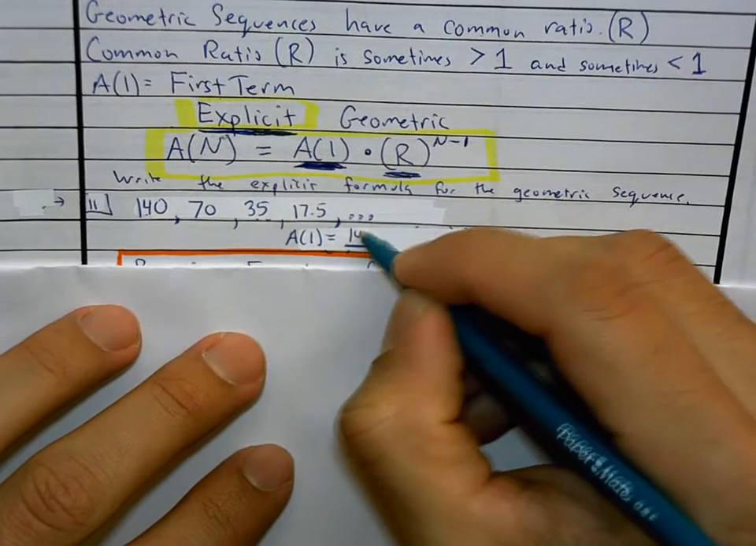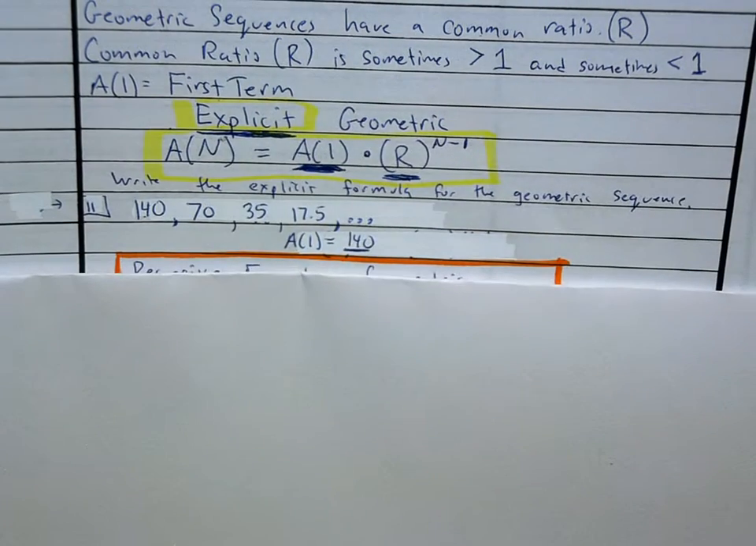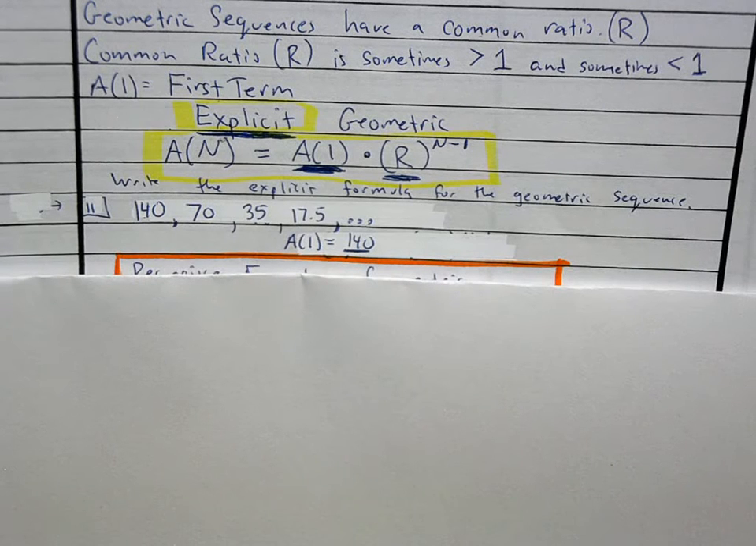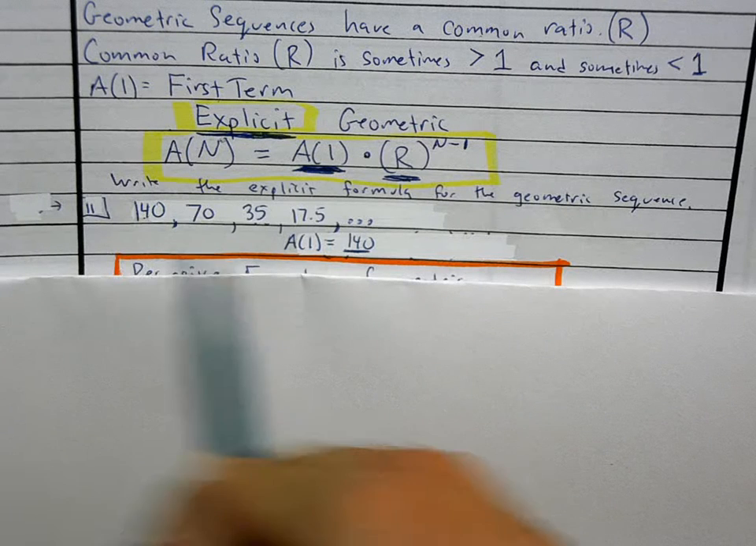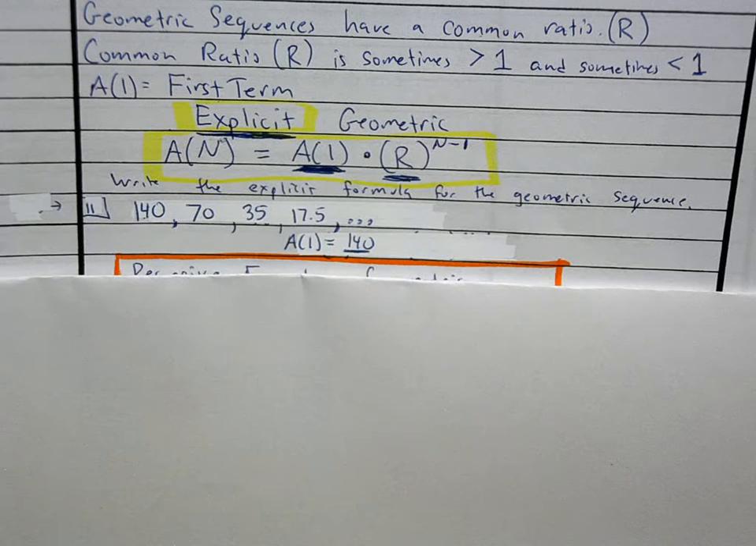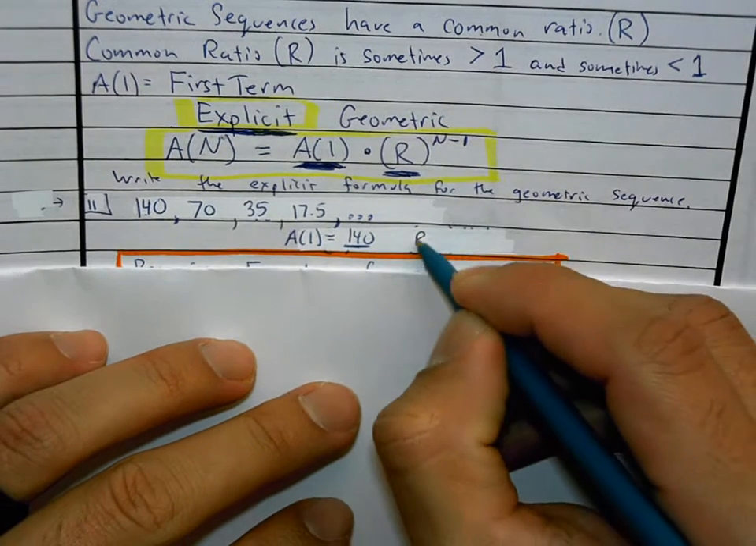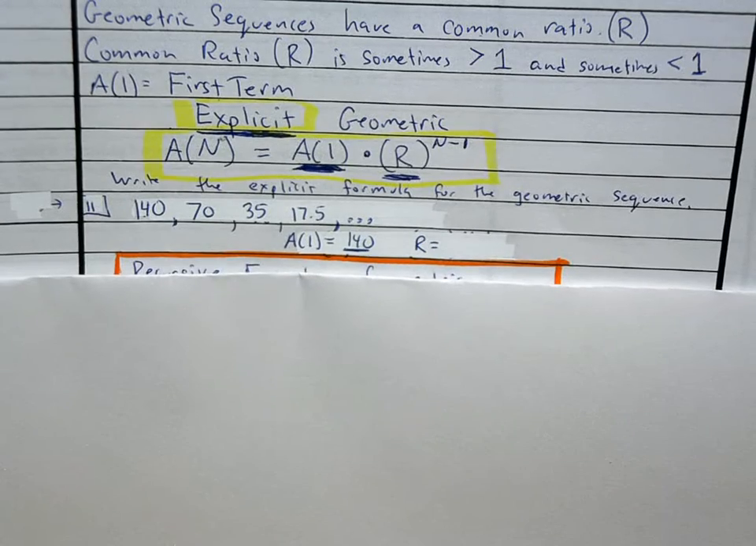Those of you who said 140, you are correct. I heard everybody but 2 people get that correct. Good job. If you don't know what a of 1 is, it means the very first term, the first number. A of 1 means the first term's value. That's what it is. Now, R is a little bit different in this problem. I'm going to work out what R is for you.